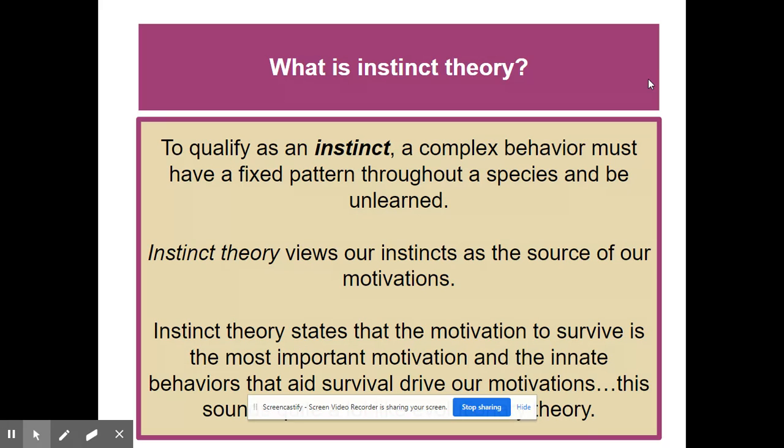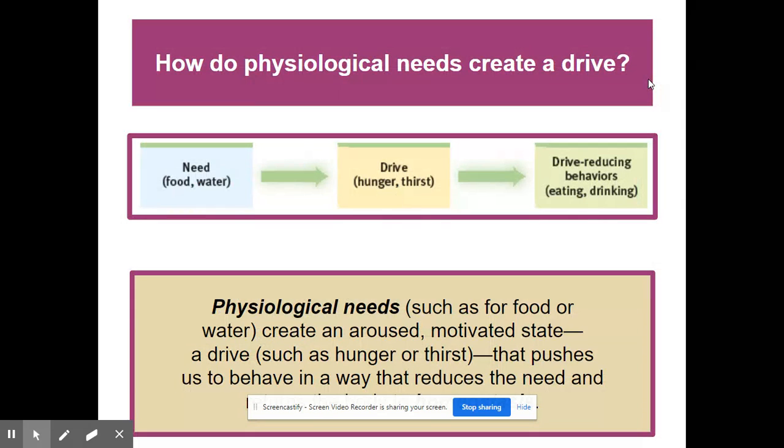So let's talk a little bit about physiological needs that create a drive. How do physiological needs create drive? Physiological needs create arousal and motivational states. So we have a physiological need for food and for water, and that creates the arousal that creates what we're driven for, what is referred to as homeostasis, which we have talked about before, a balance. So when we're hungry, we eat to fulfill that drive, or thirst, etc.